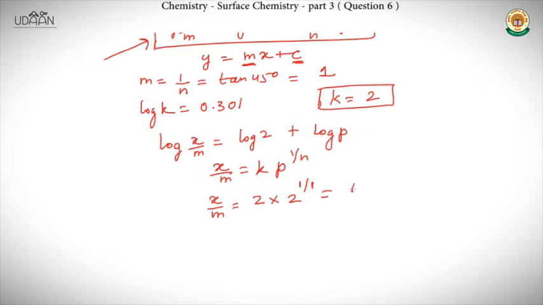The pressure is given as 0.2. So x by m comes out to be 0.4, and it will be unitless because x is the mass of the adsorbate and m is the mass of the adsorbent, and both are masses, therefore it's dimensionless, because the dimensions cancel each other. So by this we end this question.